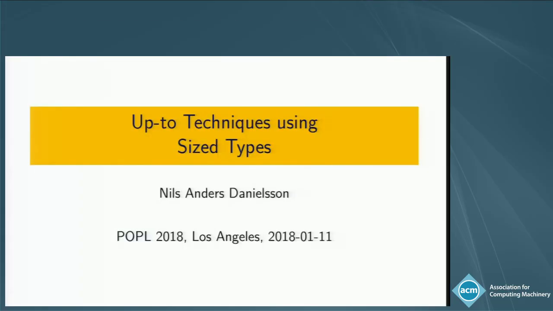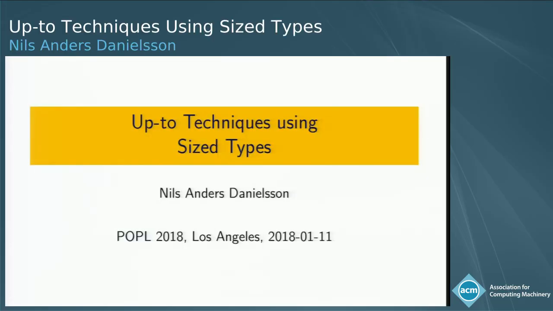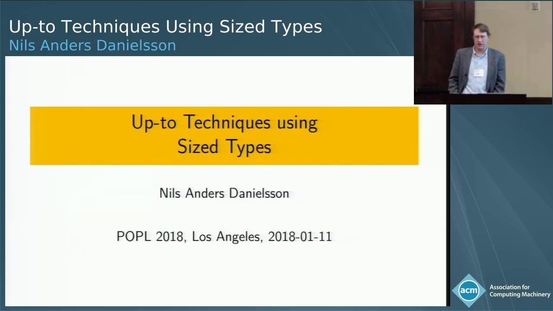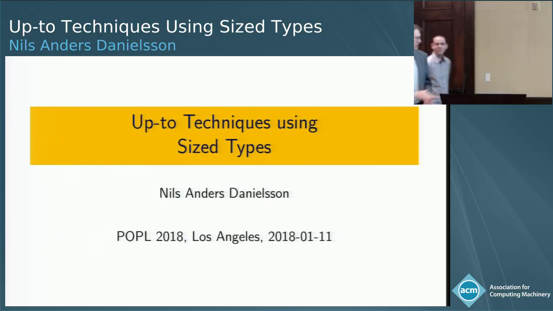Thank you for coming to the dependent type sessions, our final session for today. Our first speaker is Nils Danielsson. He's going to be speaking about how to use size types in order to do, I think, bisimilarity proofs, something like that. So, Nils Anders.